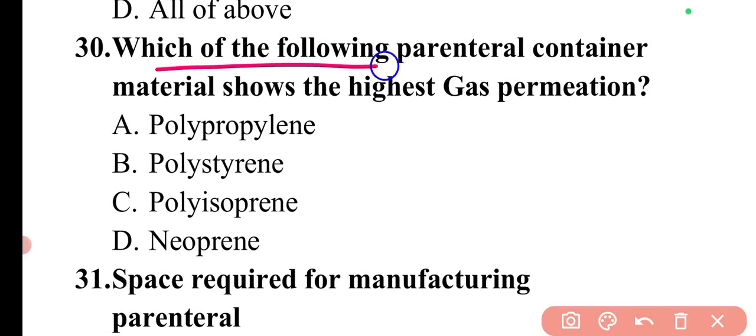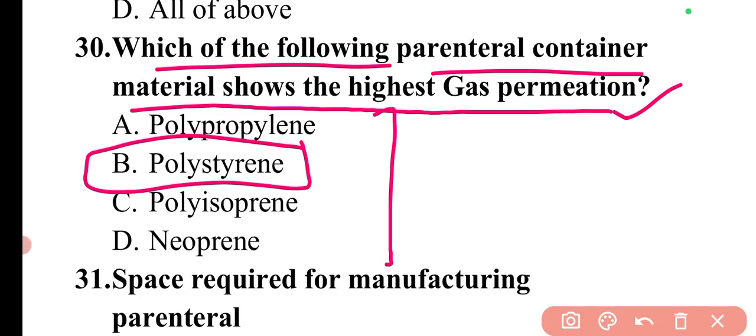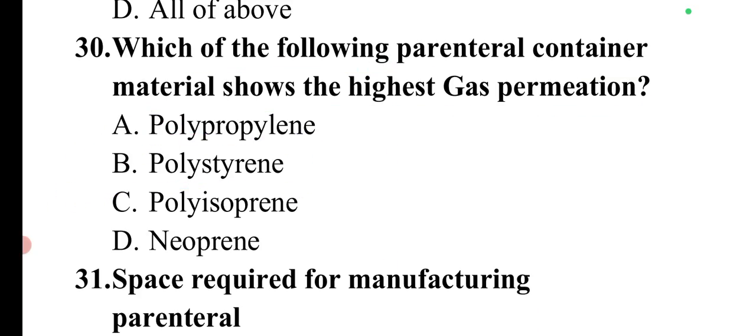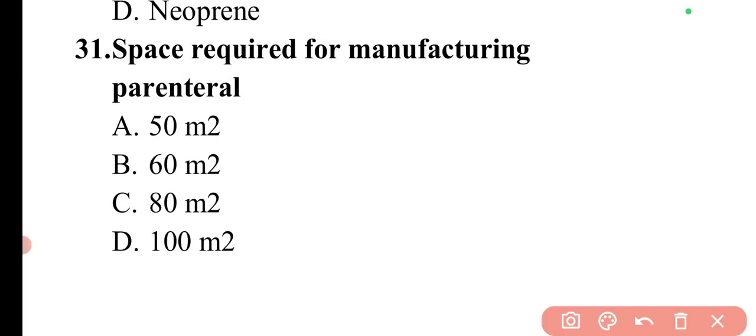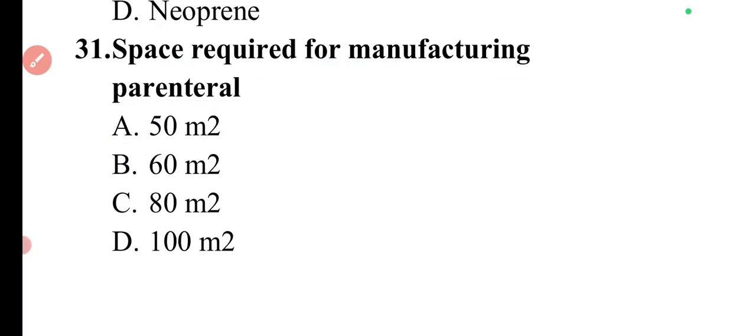Next question is, which of the following parenteral container materials shows the highest gas permeation? So what type of parenteral container material shows the highest gas permeation? This material is polystyrene. So here option B is correct. Next question is, space requirement for manufacturing parenterals is. So the space requirement for parenteral manufacturing is 60 meter square. So option B is correct.